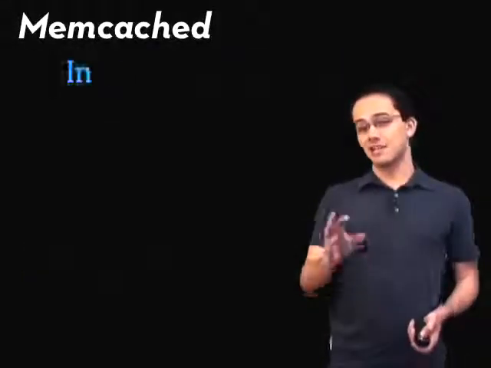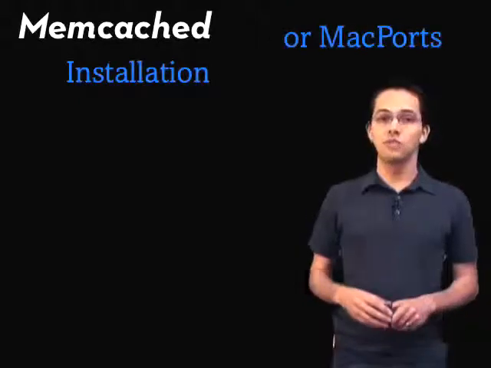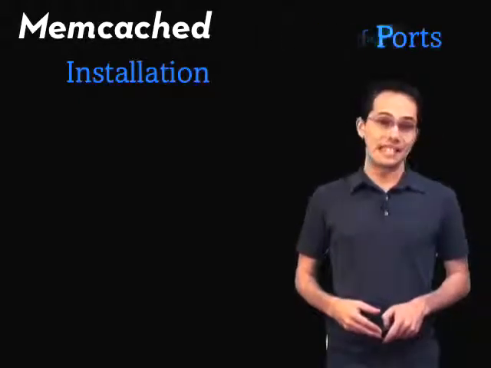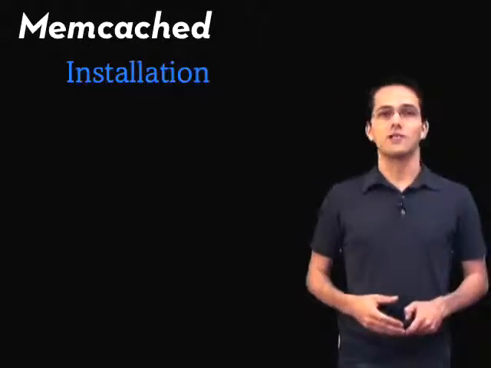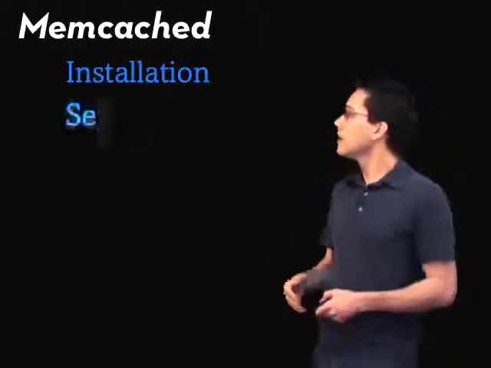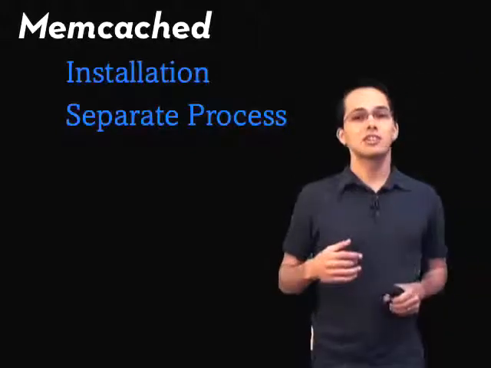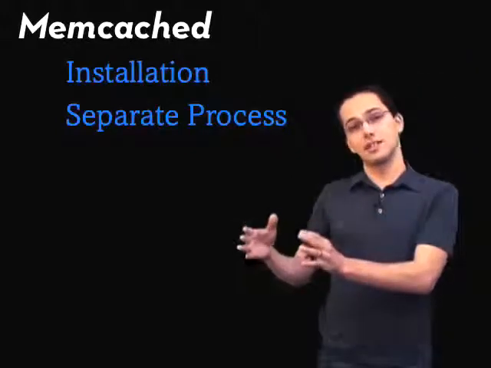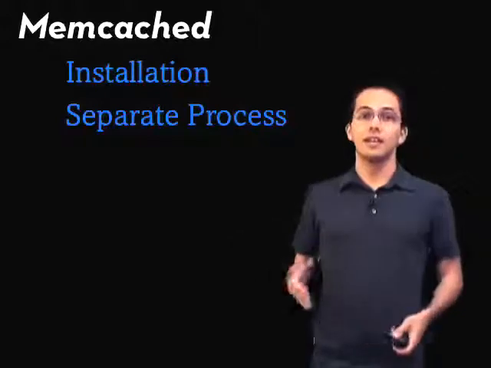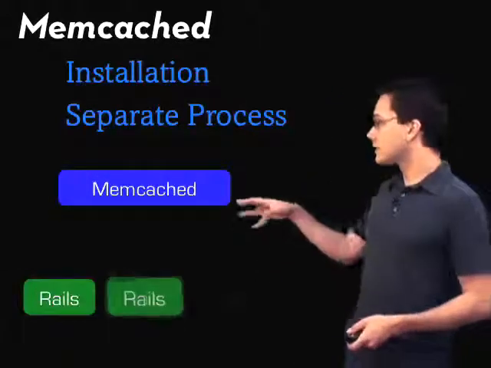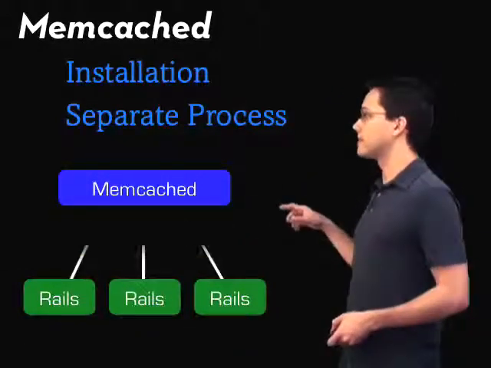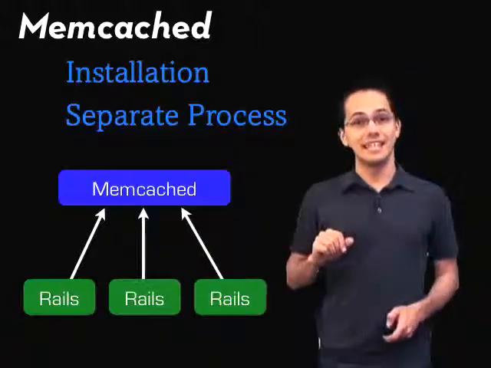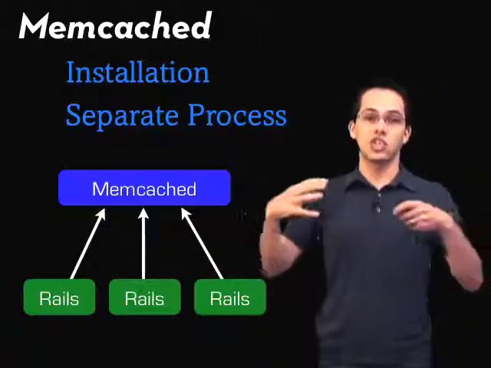Installing Memcached is actually quite easy. If you're on a Mac, you can just install Darwin ports and then do a sudo port install memcached. Or if you're on Windows, there are some binaries you can install off of the Memcached website. It's also worth mentioning that Memcached runs as a separate process from your Rails instance. The benefit of this is that you can have several Rails instances that all reference the same Memcached instance, so they're all going to be using a shared cache.